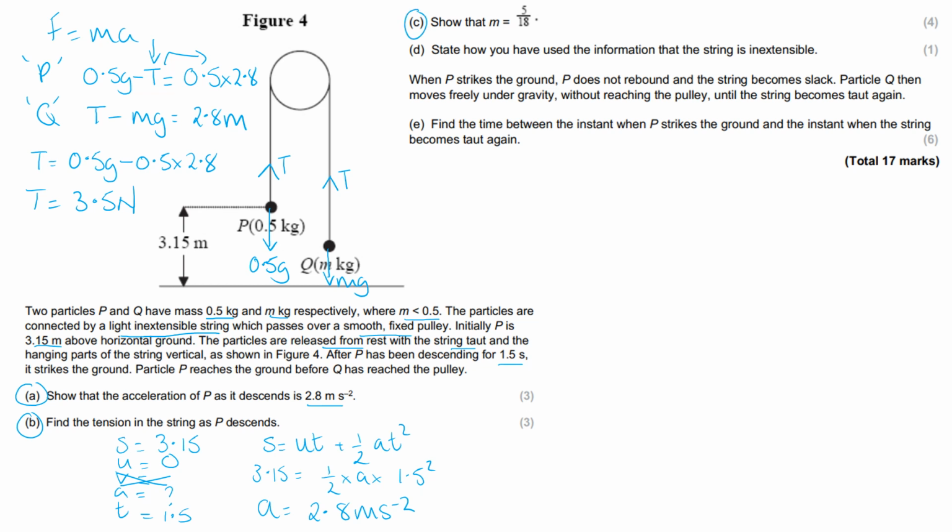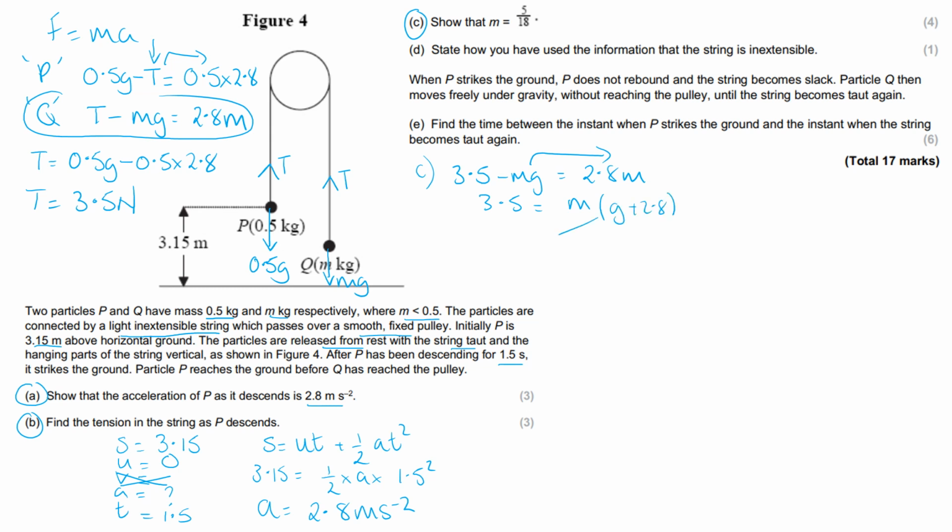For part C, we're being asked to show that m is 5/18. So using Q's equation of motion that we've just found, we can say that 3.5, which is the tension, minus the mg is equal to 2.8m. Just take that to the other side. 3.5 is equal to m, and take out our g plus 2.8.